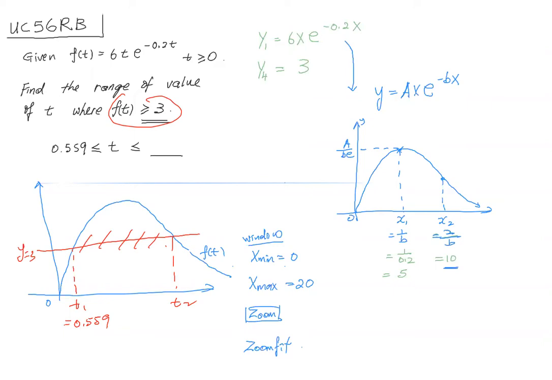T2 will be, you do intersection, you bring the cursor near here, then it will give you the next intersection. So you have to do it twice. So it's 17.9. Okay, so you got this. Therefore, the answer for this one will be, T must be more than or equal to 0.559 and less than or equal to 17.9. So this sort of thing is very useful.